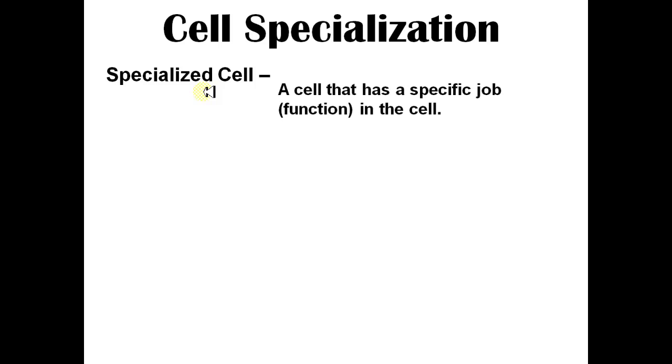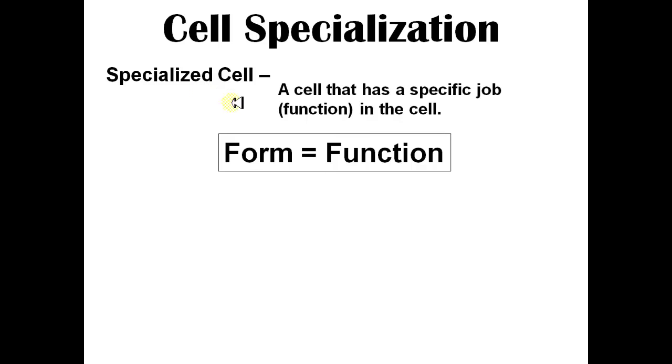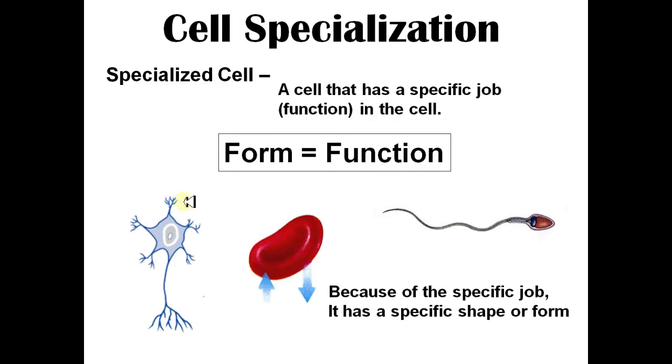Cell specialization. We have very specific cells doing very specific jobs in our body. A cell that has a specific job or function, and this is form and function. The cell is actually given a particular form so that it can function the best it can. And here are 3 examples where we have these large appendages sticking off so they can get connections with other cells. This is a nerve cell.